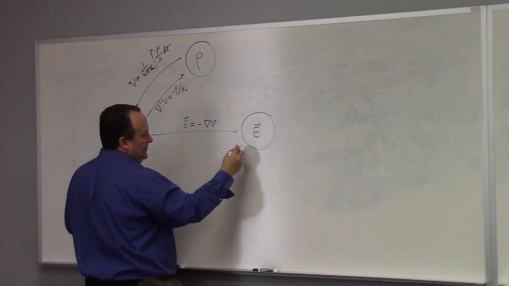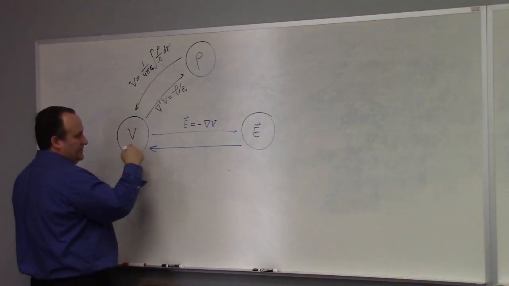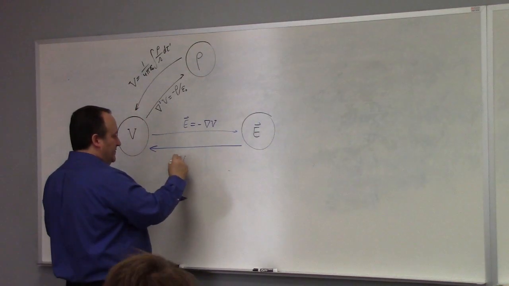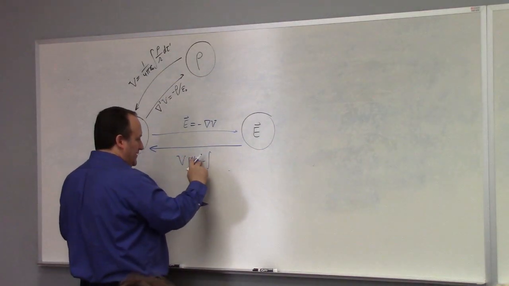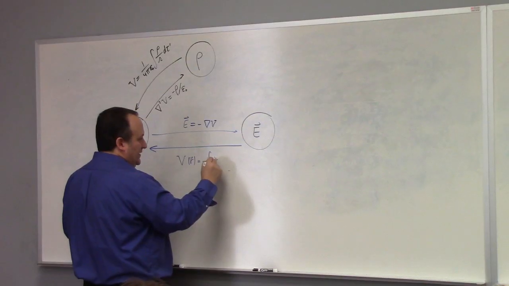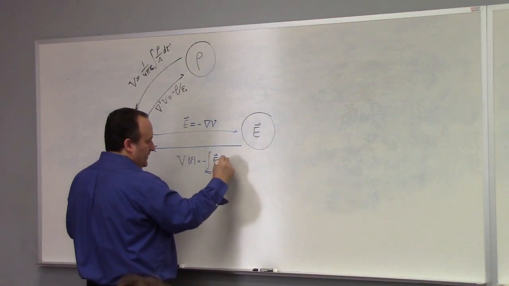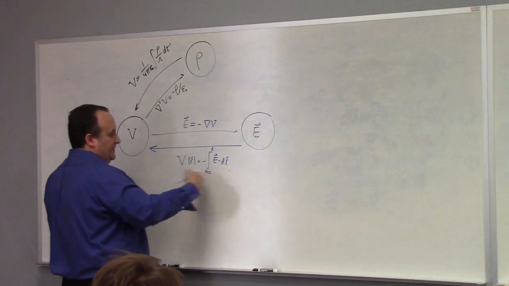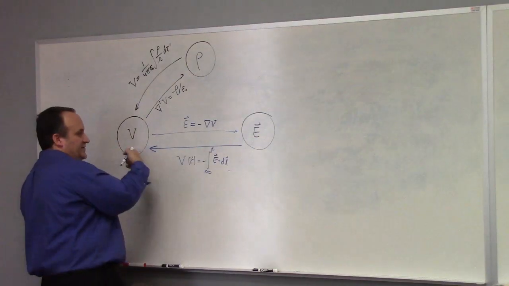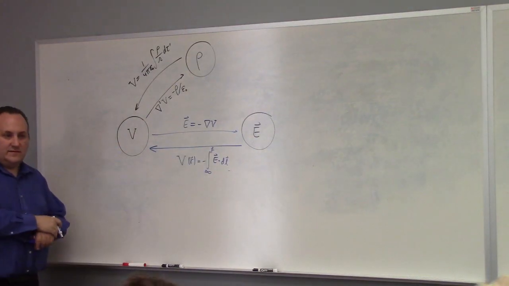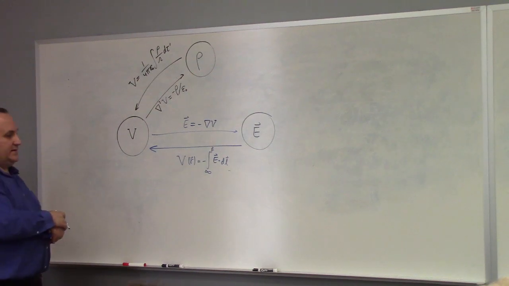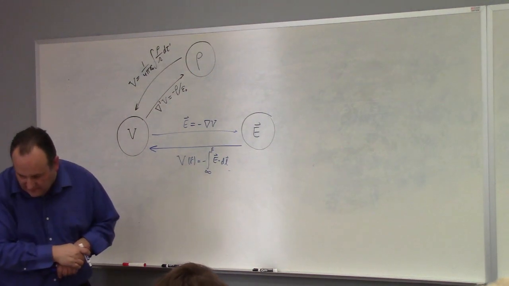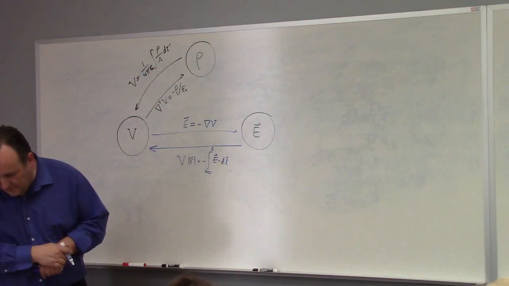And how do we go the other way? To get from the electric field to the voltage, our formula is V of r equals minus the integral from, let's say, infinity to r of E dot dl. That's how to get from the electric field back to voltage. That's how that goes, right? And what else can we say? How do you get from the electric field to density?